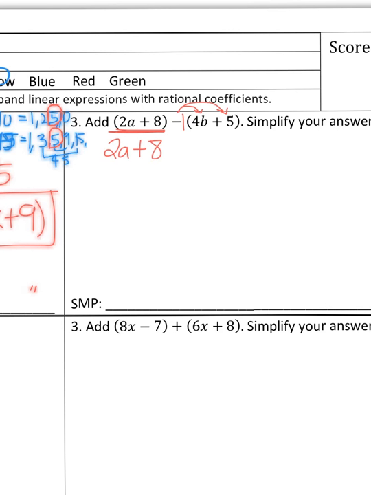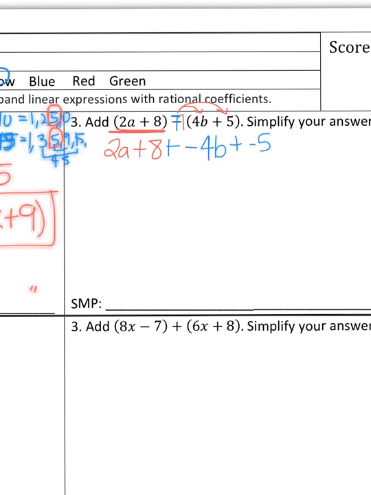So we have the addition of the opposite. So 1 is a -1. It's hard to write it, but -1. So we have 2a plus 8 plus, what is -1 times 4b? -4b. And what is -1 times 5? -1 times 5 is -5. Okay, now I can combine like terms.